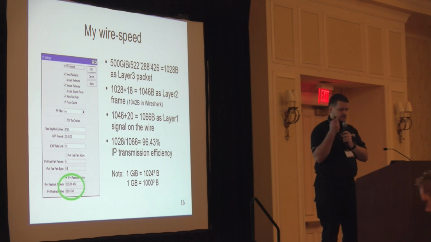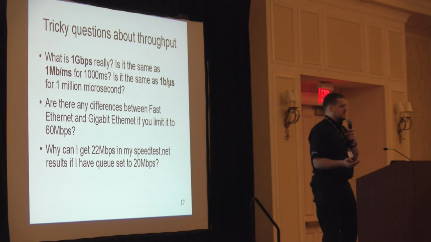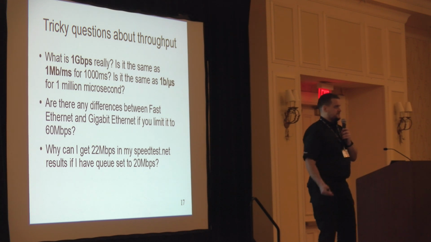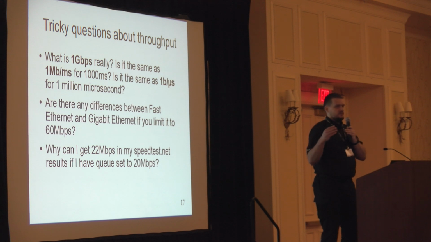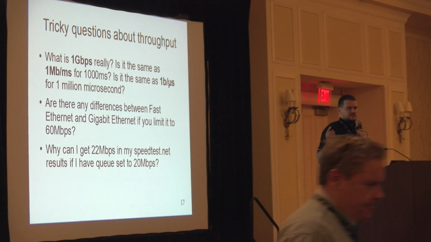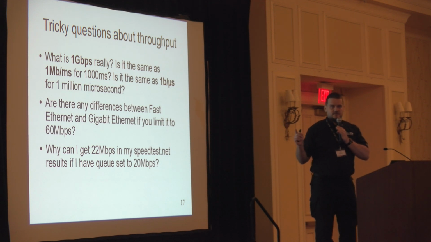But let's ask some tricky questions. What is 1 gigabit per second speed really? Is it the same as 1 megabyte per millisecond? Or is it 1 byte per microsecond all the time? What is actually this 1 gigabit per second? A second in computer terms is a very, very big amount of time. Lots of things can happen in a second. Modern processors have lots of computations happening in a second.